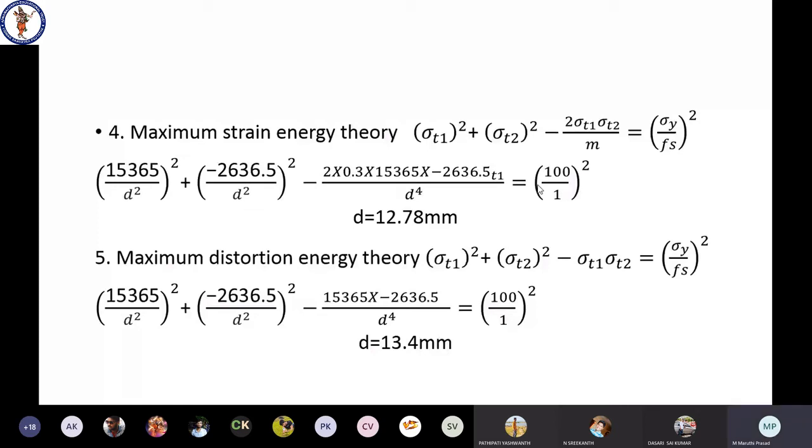If they have given the stresses, there is no need to calculate the stresses once again. If they have given principal stresses, there is no need to go for principal stresses. Straight away we can use the equations of theories of failure.